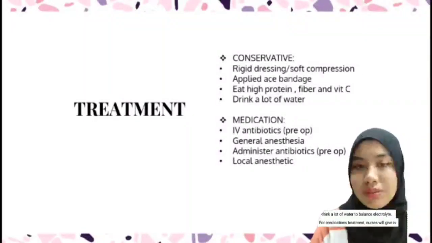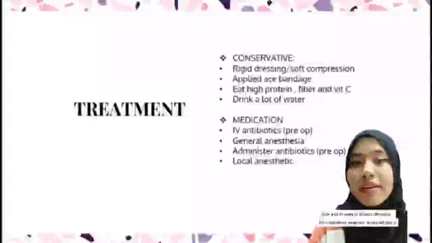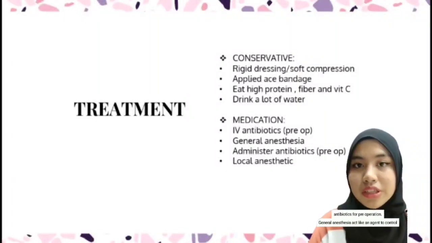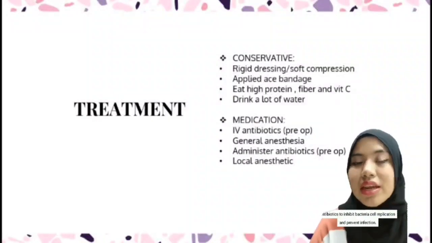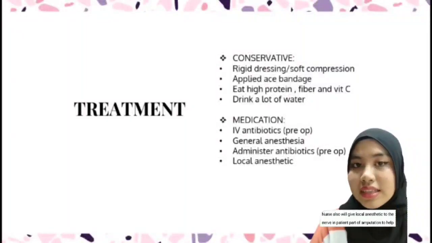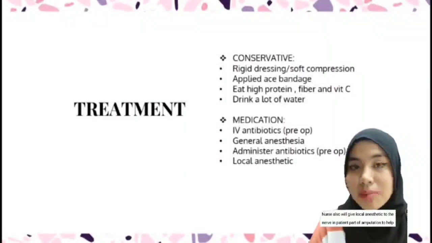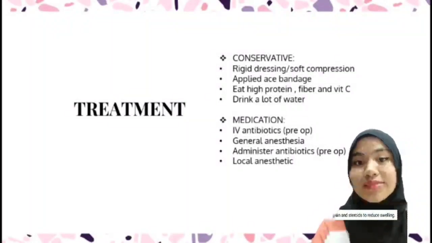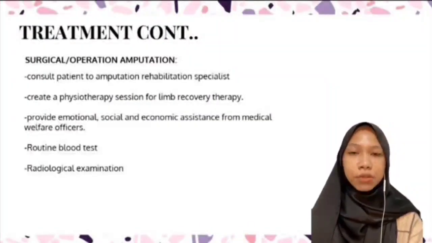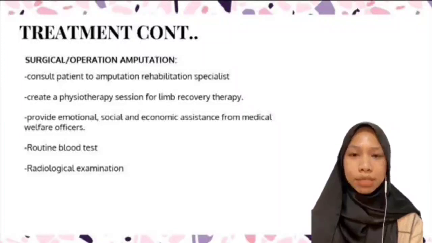For medication treatment, nurses will give IV antibiotics for pre-operation. General anesthesia acts like an agent to control blood pressure during intra-operation. For post-operation, nurses will administer antibiotics to inhibit bacterial cell replication and prevent infection. Nurses also will give local anesthetic to the nerve invasion part of the amputation to help reduce pain, and steroids to reduce swelling.